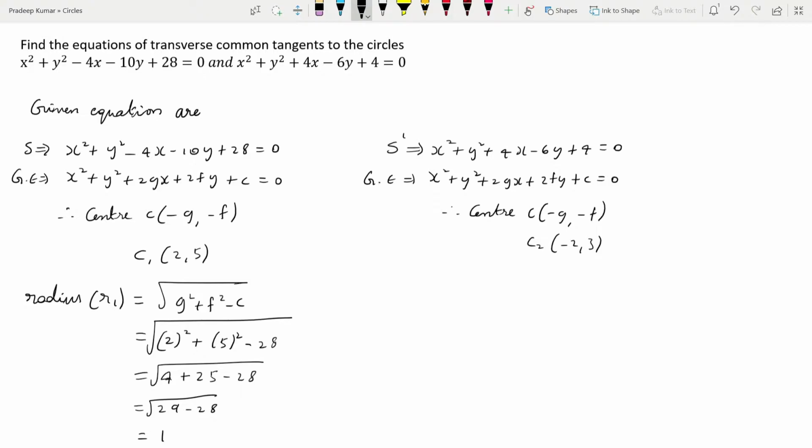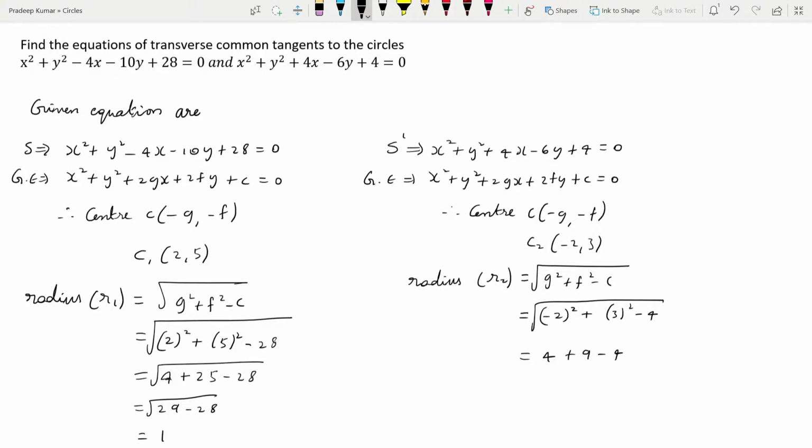Let's find the radius for the second circle also. I can write the radius, which is r2, equal to root of g square plus f square minus c. Substituting those values, minus 2 whole square plus 3 whole square minus 4. So 2 square is 4, and 3 square is 9, minus 4. Plus 4 minus 4 gets cancelled. We remain with root 9, so the radius we get is 3. Now we have the radius of the first circle and the radius of the second circle.